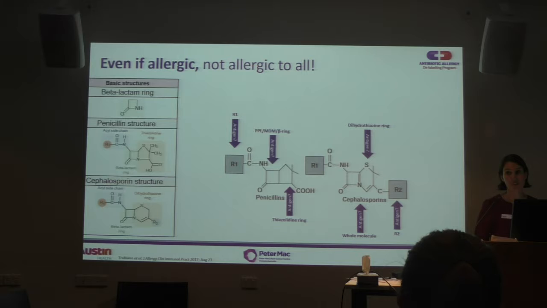So what is the element of the chemical structure that makes the allergy appear? We think it might be due to the R1 or acyl side chain. So we know that penicillins and cephalosporins that have a similar R1 side chain are more likely to cross-react than those that have a different R1 side chain.